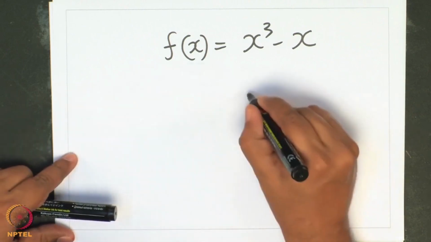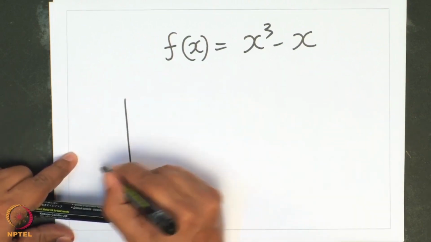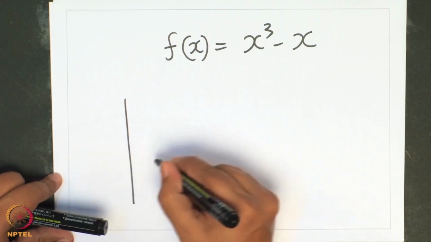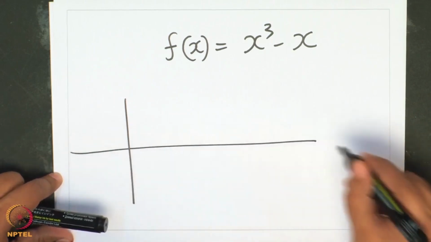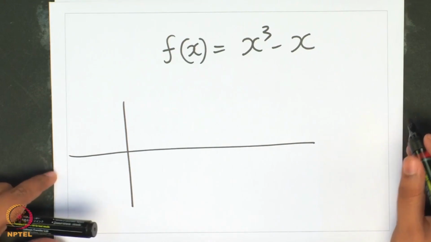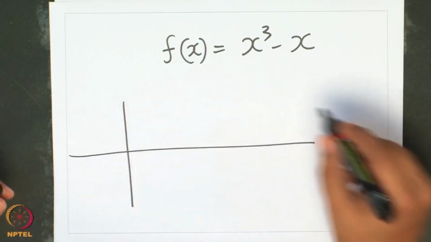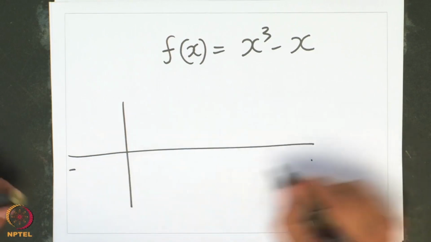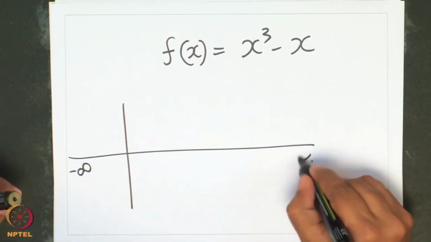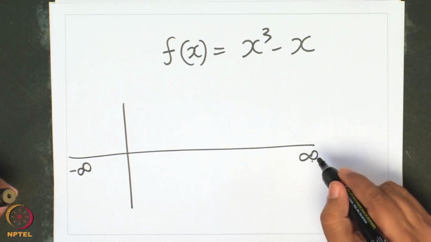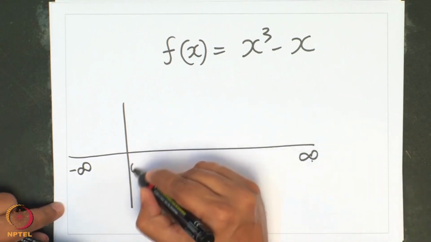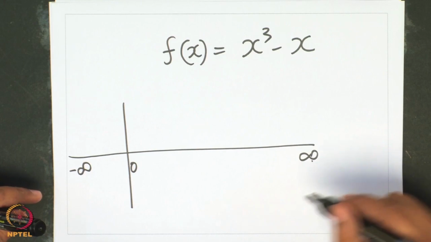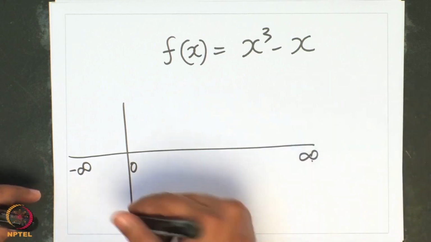Now, first thing we want to know is, if you think of this as a plot, what are the values of this function at different points? We could plot this from minus infinity to infinity, far away, or we could plot from 0 to infinity. Depending on what we want to plot, we would have different starting points.